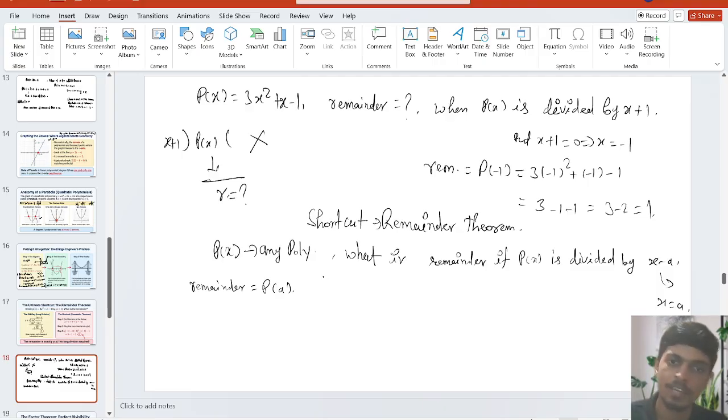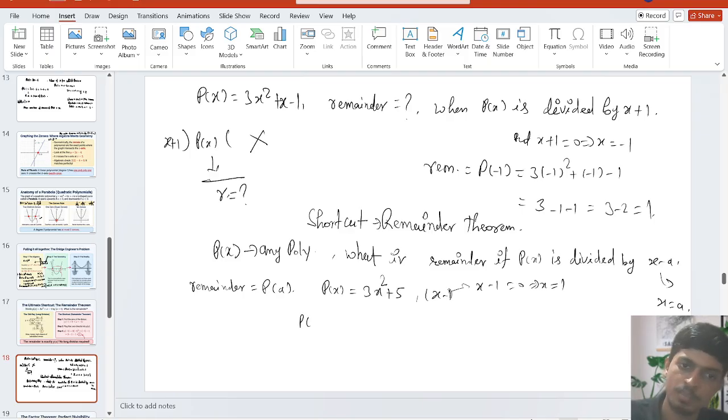Okay. For example, if p(x) is equal to 3x square plus 5, then what is the remainder if x minus 1 divides the polynomial? If p(x) is divided by x minus 1, just putting x minus 1 equal to 0, you get x equal to 1. The remainder is p(1), and this is 3 into 1 square plus 5. This is equal to 3 plus 5. You get 8. The remainder is 8. We use the shortcut to obtain it.